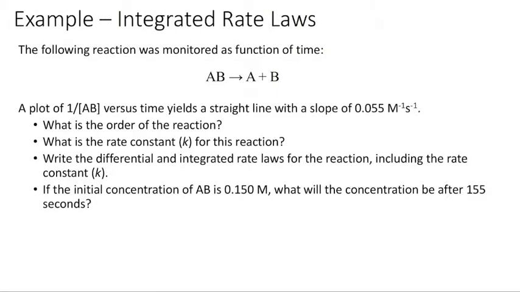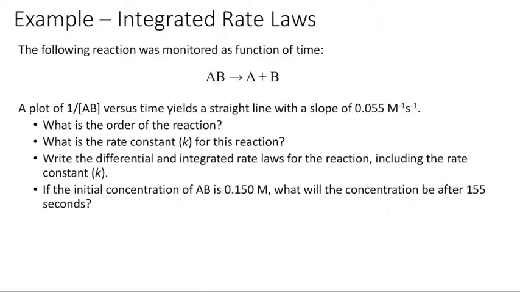So let's presume we have our reaction here of AB going to A plus B. It's decomposing. It's unimolecular. Let's say that we did some experimentation on this, and we found ultimately, after measuring the concentration over various periods of time, that a plot of 1 over the concentration versus t gave us a straight line, or the straightest line. And the slope of that plot was 0.055 molarity to the minus 1, seconds to the minus 1.